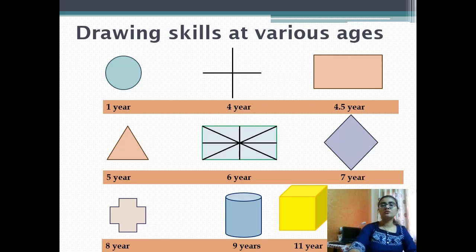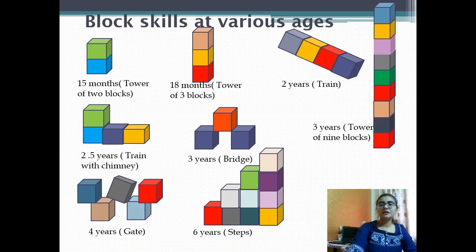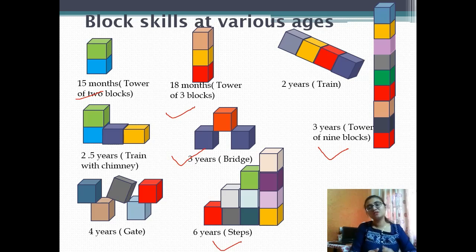You have to just go through them for a quick review. Here is the block skill at various ages. At 15 months, the baby knows how to make a tower of 2 blocks. At 18 months, a tower of 3 blocks. At 2 years, he makes a train. At 3 years, he makes a tower of 9 blocks, and he can also make a bridge. At 6 years, he makes steps. These are skills which he develops with time, learning with practice. He learns all these things.